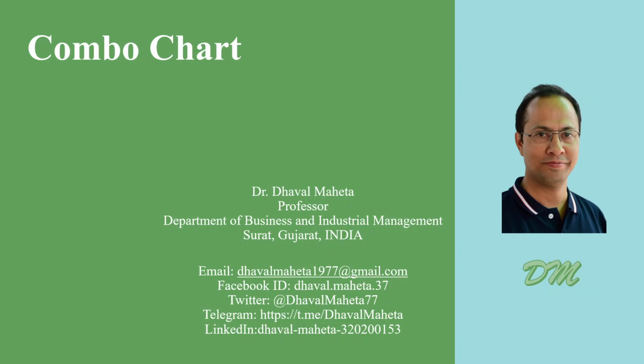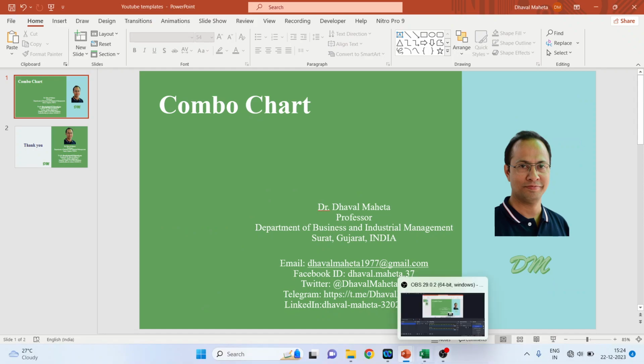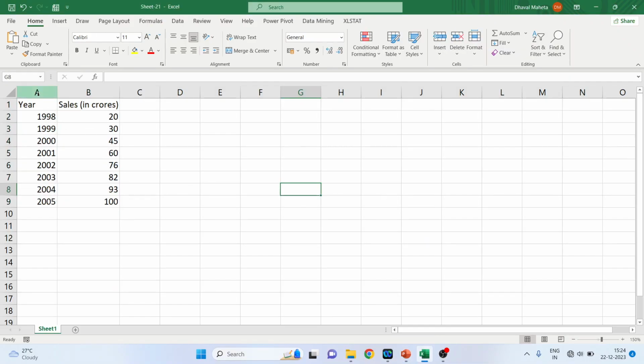This is Dr. Dhaval Maheta, and today we'll understand how to generate a combo chart in Excel. So for this, we'll go to the Excel workbook. In the first column, we have year, and in the second column, we have sales in crores. Now we want to generate the combo chart for this data.